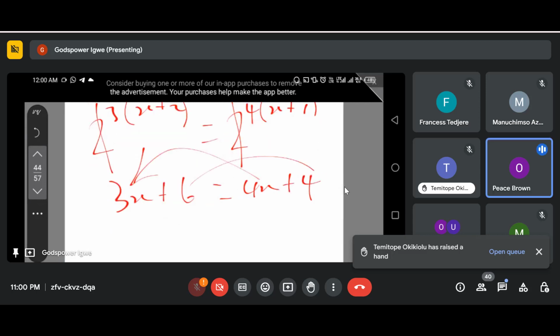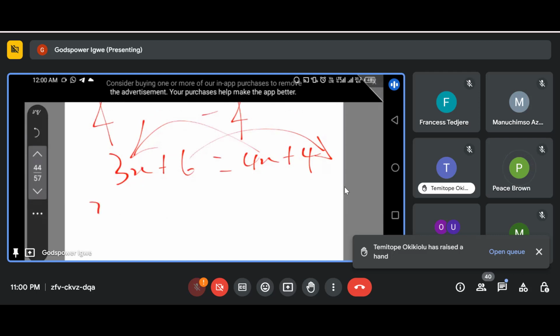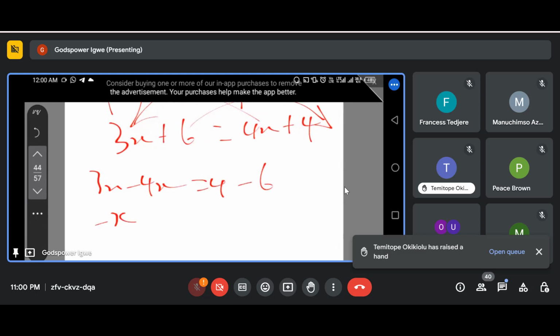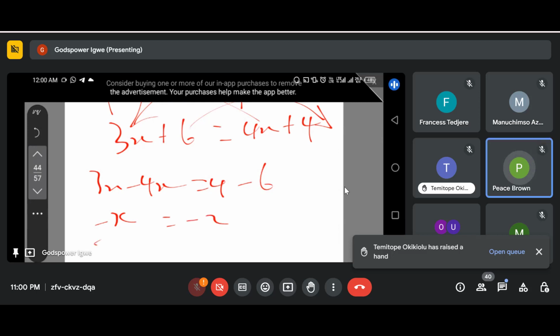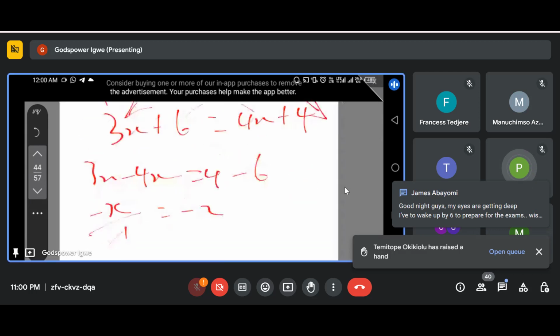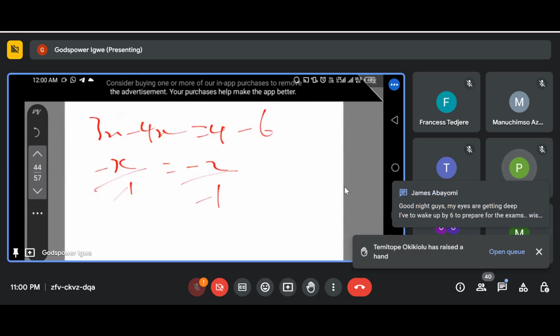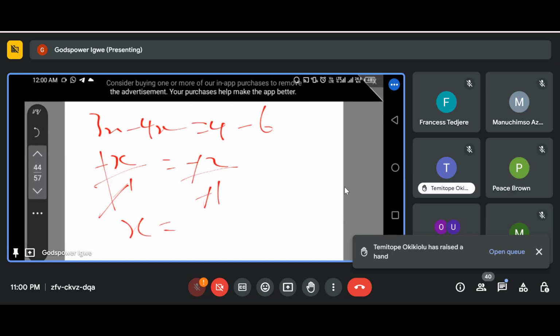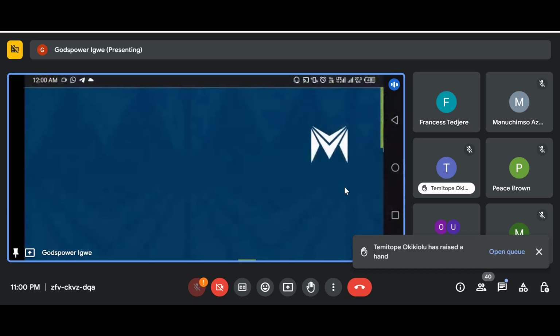So carry this one here, carry this the other side. So this will be 3x minus 4x is equal to 4 minus 6. And this will give us minus x, and 4 minus 6 is going to give us minus 2. Divide both sides by minus 1 so that the negatives cancel and x will be positive. So we have x is equal to 2. I hope you understand. That is very simple and anybody can solve it.